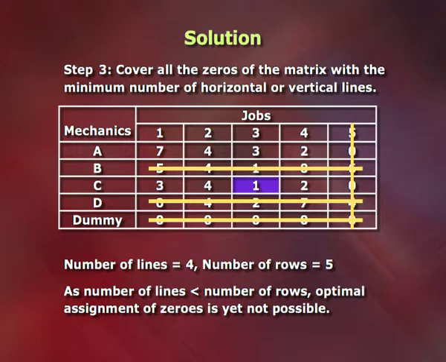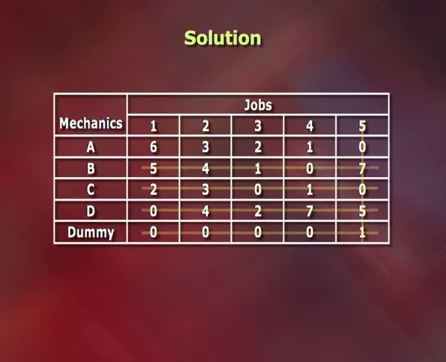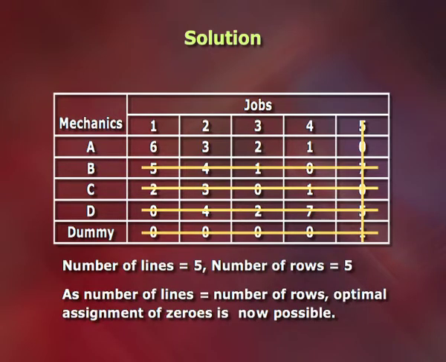Identify the smallest element not covered by any line, which is 1 now. Subtract 1 from each uncovered element and then add it to each element where lines intersect, and we get this new table. We shall again cover all zeros with minimum number of lines. Now, you can see in this resultant table, at least 5 lines will be required to cover all zeros. So, number of lines is 5, number of rows is 5. So, as the number of lines is equal to number of rows, optimal assignment of zeros is now possible.